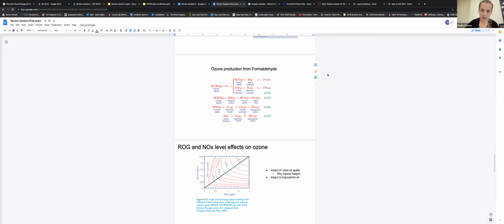I don't think so. An example I could give you is: we're at a very high concentration of ROG, so we're at the very bottom right of the graph. How would increasing NOx affect your ozone? So I don't think it would be specific to Atlanta. Okay.